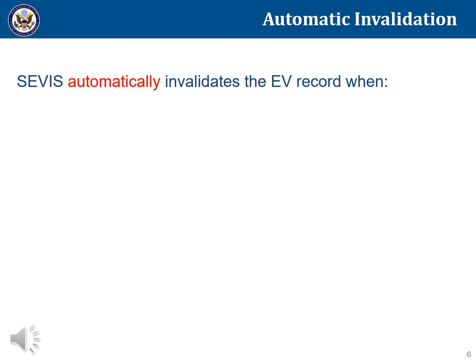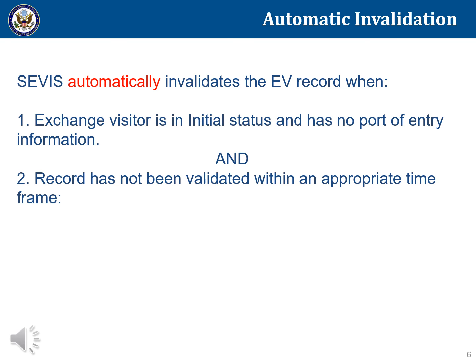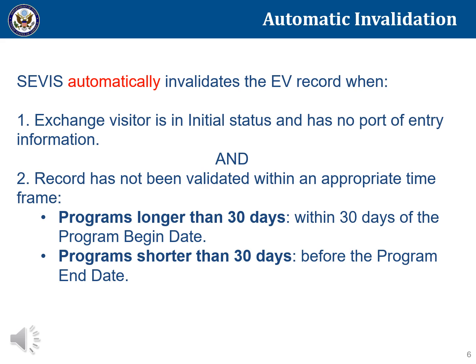SEVIS will automatically invalidate an exchange visitor's record when the EV is in initial status with no port of entry information and the program has not been validated. Depending on the exchange visitor situation, the timing for a validation will vary. If the exchange visitor's program is longer than 30 days, the record must be validated within 30 days of the program begin date. If the program length is shorter than 30 days, the record must be validated before the program end date. And if the exchange visitor is approved for a change of status to J1, the program participation must be validated within 30 days of the benefit start date.